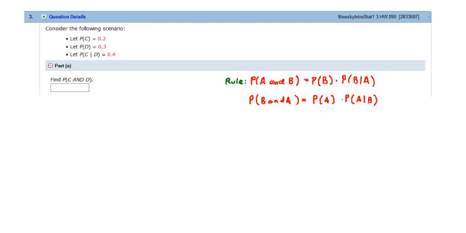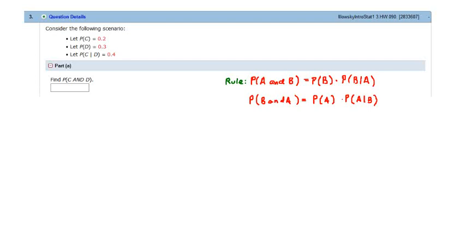So this is problem number 3 off of WebAssign, and it says the following. Let's consider the following scenario. Let there be an event C, and the probability of event C occurring is 0.2. And let there be an event D such that the probability of event D is 0.3. And then we get another event, the combination P of C given D. So event C given event D, its probability is 0.4.